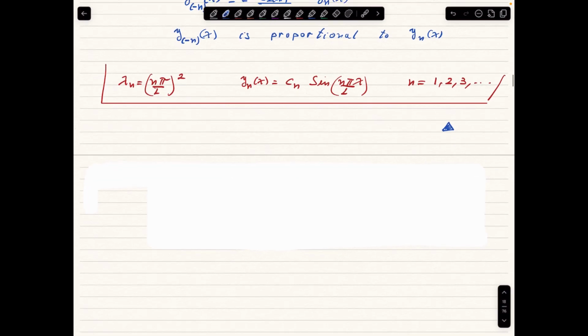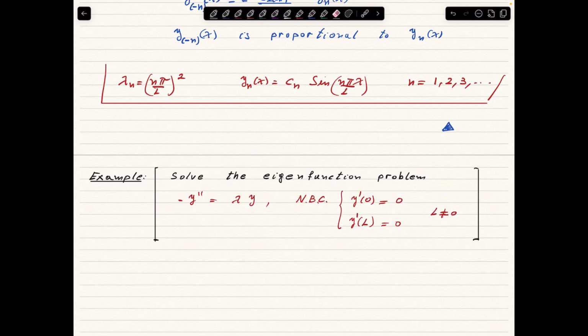Our second and last example today is to solve the eigenfunction problem for the same operator as before, but now with Neumann boundary conditions, that have derivatives in both boundary conditions. So let's see if we can do it a little bit faster than before.